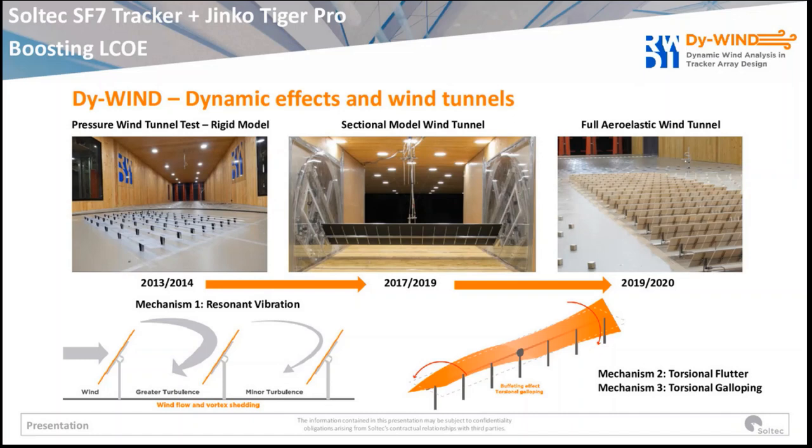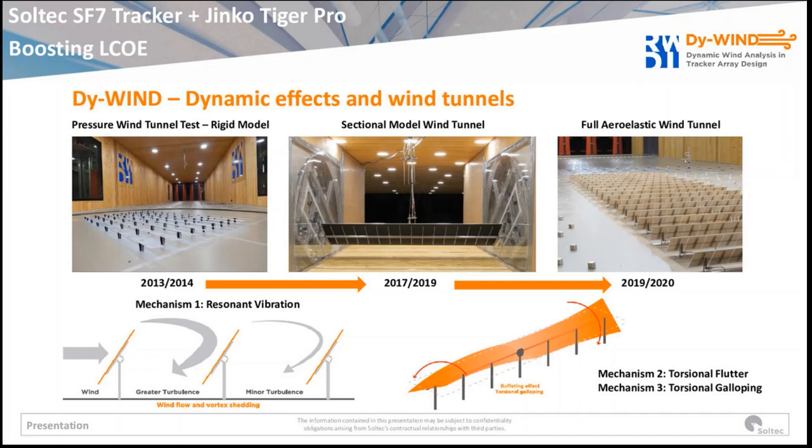But it is not only that. We had in the beginning the rigid model, we had the sectional model, now with the tracker being able to move, but at the end, a PV plant is composed of a large number of trackers, every one of them moving independently. So we performed the full aeroelastic wind tunnel test, which is the one on the left part of the picture. We performed this full aeroelastic test this year, in the beginning of this year, and we can identify the differences between the position of the tracker in the layout.